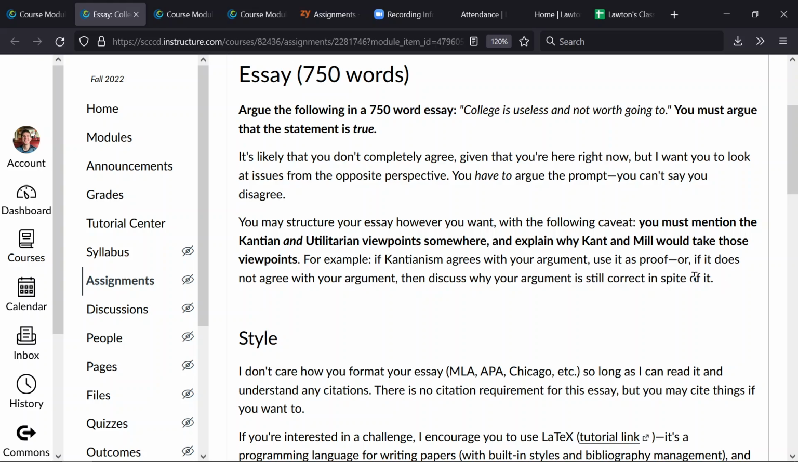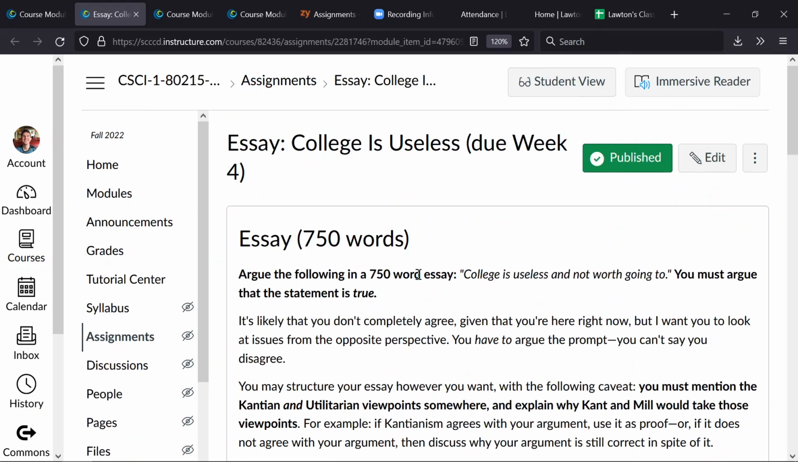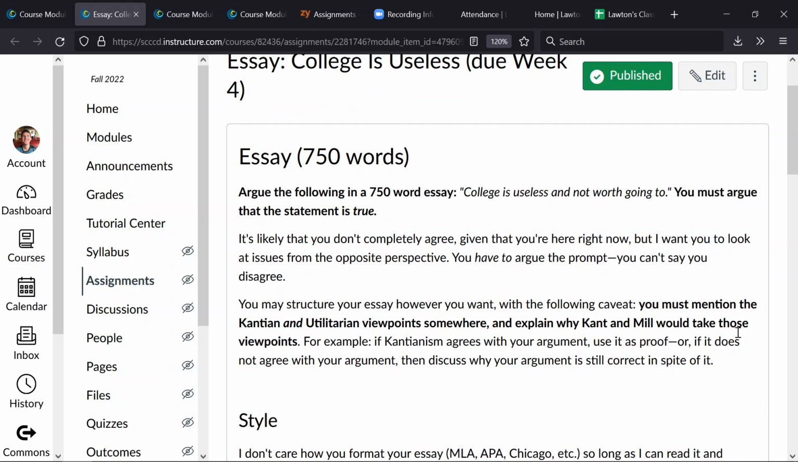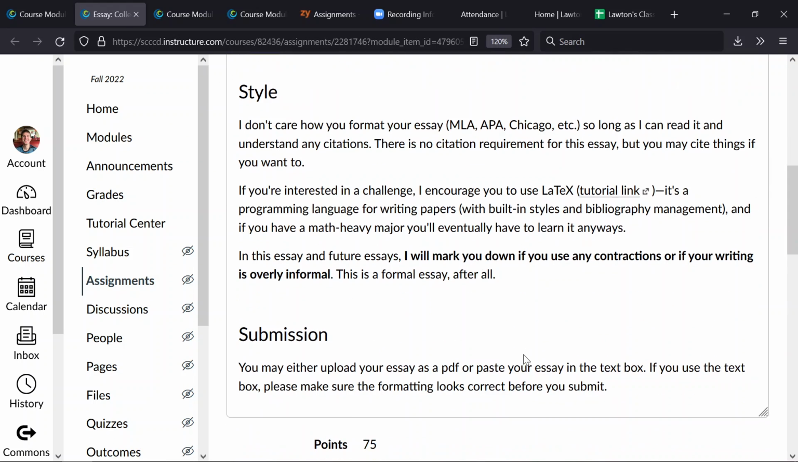Okay? And then you can read the style thing. I don't really care about style, but that's all. That is your next essay. Do you have any questions about that? Hopefully that's self-explanatory, but that is your next essay. Please read the style guide, and you're just going to submit as a PDF or paste your essay in.